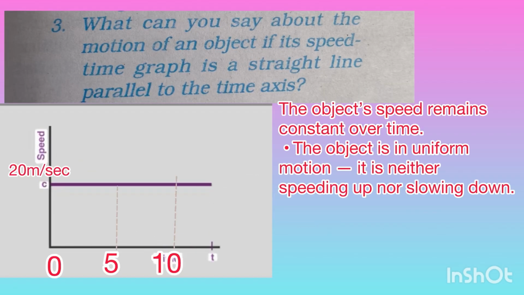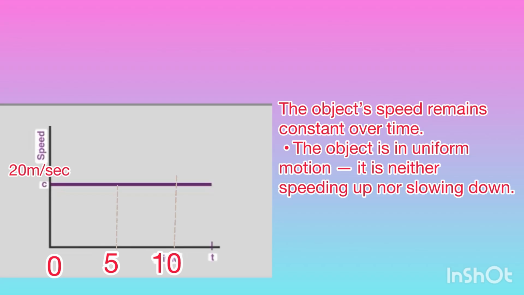Next question, what can you say about the motion of an object if its speed time graph is straight line parallel to time axis? To understand this question, let us take speed time graph where graph is straight line parallel to time axis. Now from graph it is clear that speed is 20 meter per second throughout journey. As object speed remains constant throughout, it means that object is covering equal distance in equal interval of time throughout journey. So the answer for this question is object is in uniform motion.